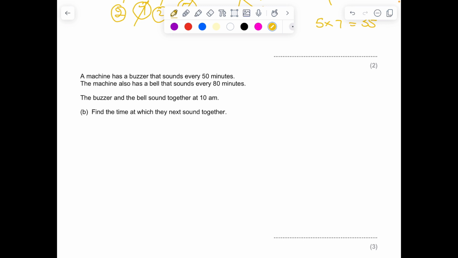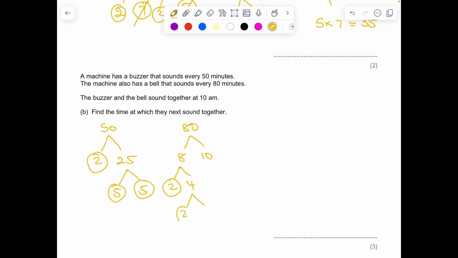So I'm actually going to do it with the trees, but you don't have to. You could do the 50 times table and then the 80 times table. It is completely up to you. So 2 times 25, circle the 2, 5 times 5, and now let's do 80, 8 times 10, 2 times 4, circle the 2. So then we do 2 times 2 and circle our prime numbers, and 2 times 5.